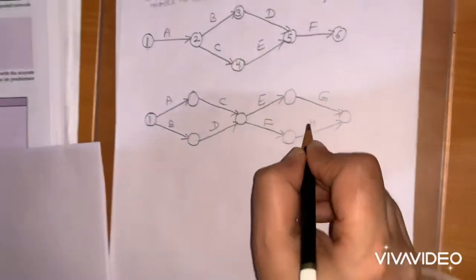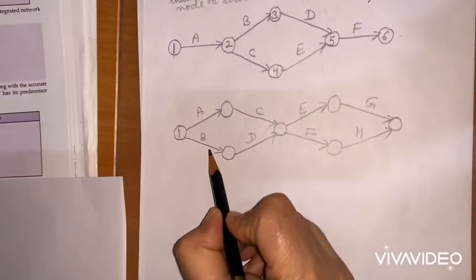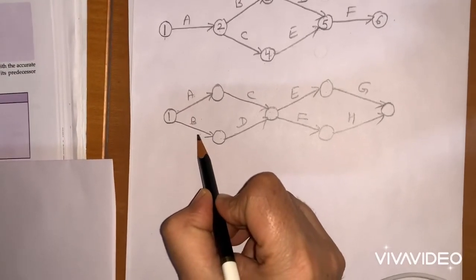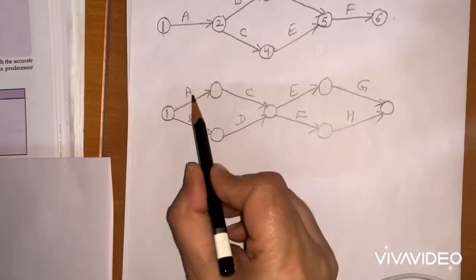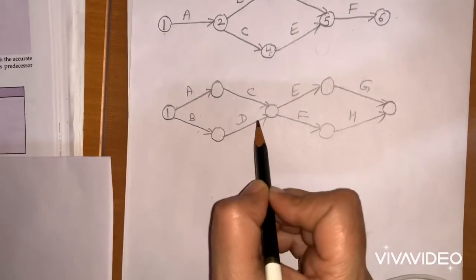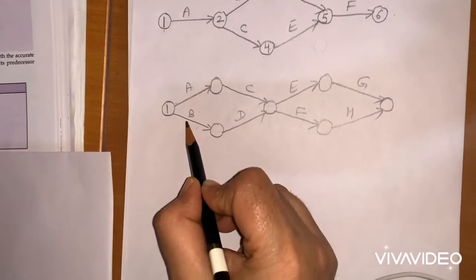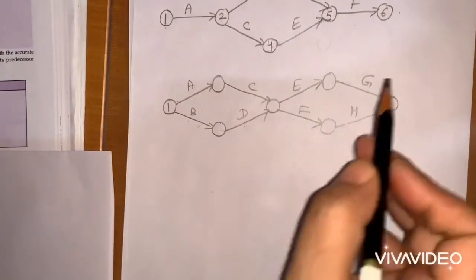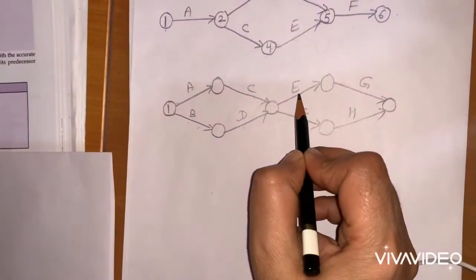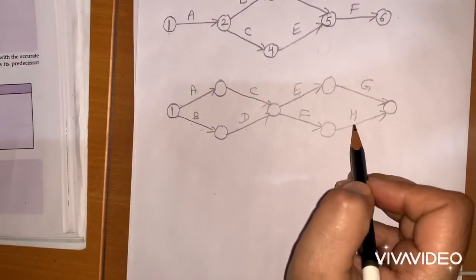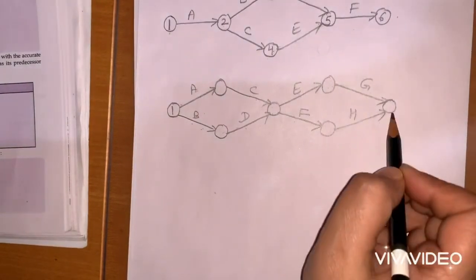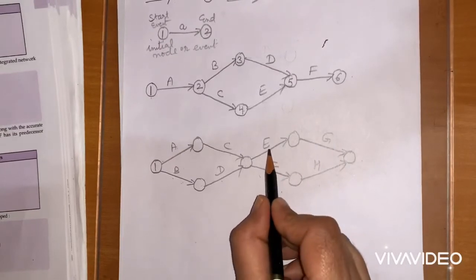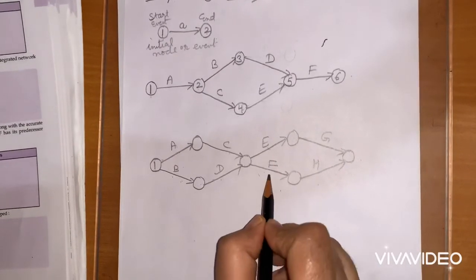So once again we can see A and B were the initial activities as they didn't have any immediate predecessor. For C, A is the predecessor activity. For D, B is the predecessor activity. For E and F, C and D are the immediate predecessor activities. For G, E is the immediate predecessor activity. So G and H will end at one common event. For G, the immediate predecessor activity is E, and for H, the immediate predecessor activity is F.